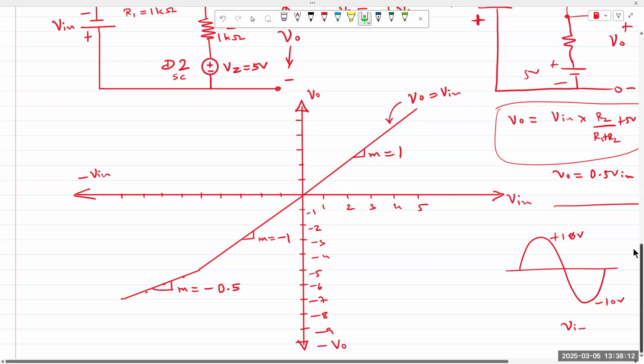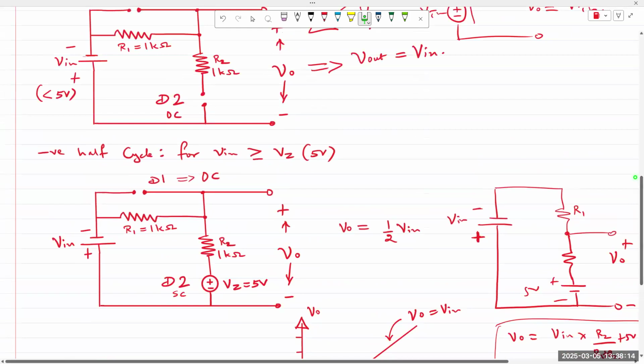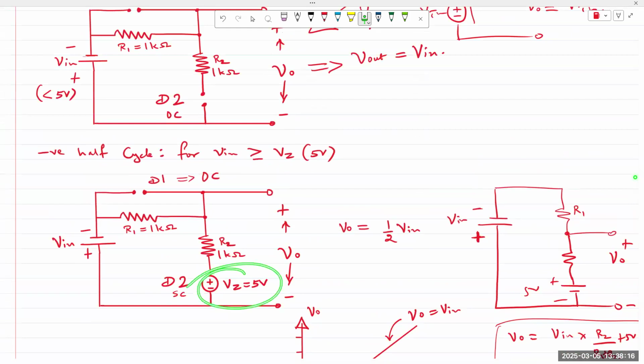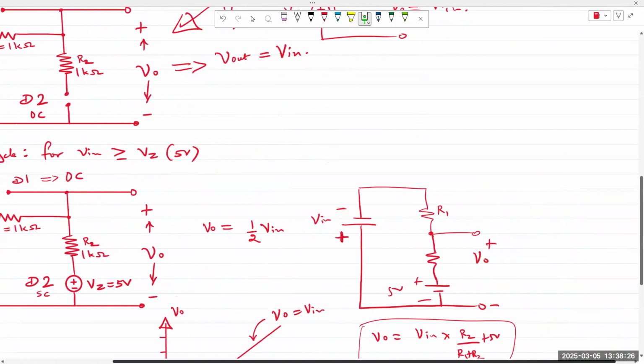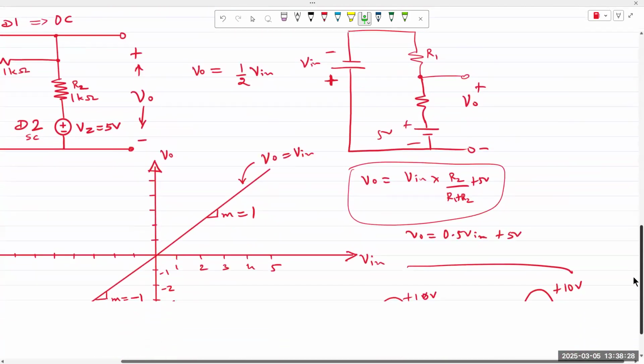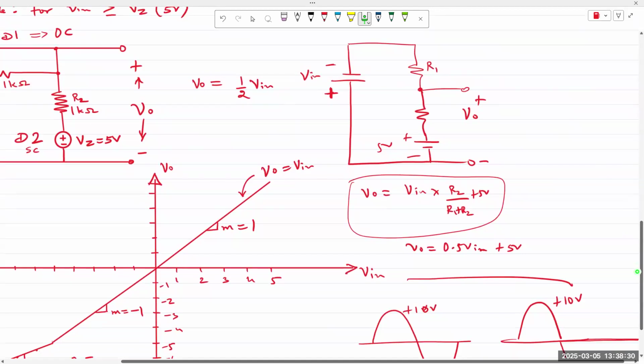Now, the student asks a question. If VZ is 5 volts, how can we take it as a short? Wouldn't we need to account for VZ? That's when I started doing the analysis, and I tied myself in knots.